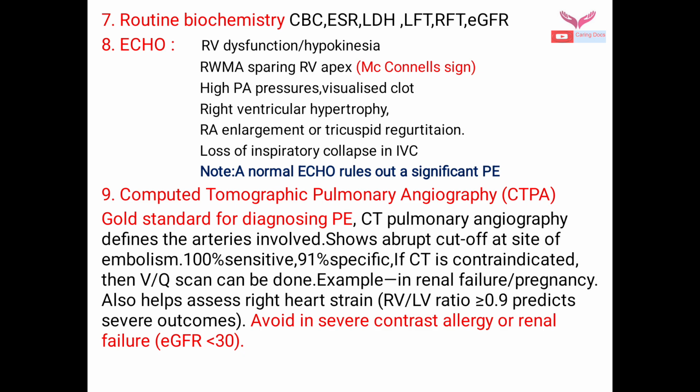If CT pulmonary angiography is contraindicated, then we can do VQ scan. For example, in patients with renal failure, pregnancy, it also helps in assessing the right heart strain. Right ventricle to left ventricle ratio, if more than 0.9, predicts a severe outcome. So we should avoid CT pulmonary angiography in patients with allergy or renal failure, in renal failure patients with eGFR less than 30.